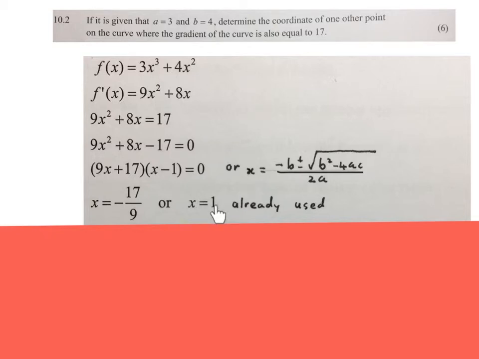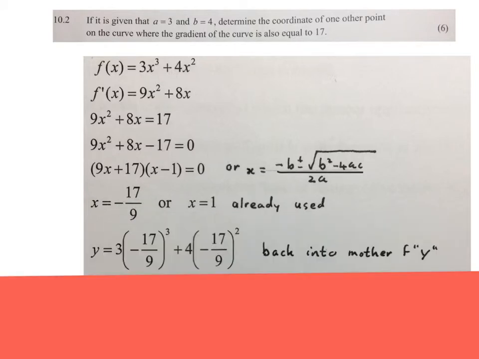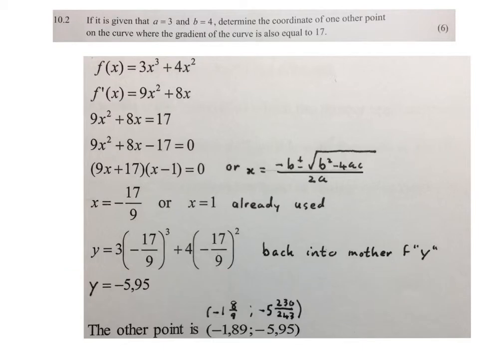The x equals 1 we already used in question 1. So this is the second x value where the gradient will be 17. Plug this x value, minus 17 over 9, back into the original equation to get the y value. That will give you the y value. And then you have the x and the y value. You can write it as a decimal, rounded off to 2 places, or as a common fraction. Remember, they asked for a coordinate, so we write it in coordinate form. Please stop the video.